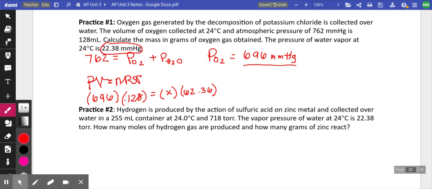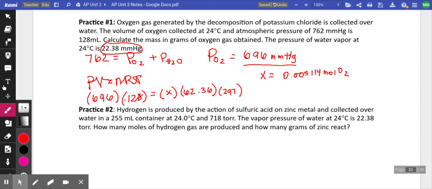Then my temperature, it tells me it's 24 degrees Celsius, but I do need that in Kelvin because we know that these gas law equations always require the temperature in Kelvin. So that would be 297 Kelvin. So I do a little bit of algebra. I solve for my n, and it should come out to 0.005114.